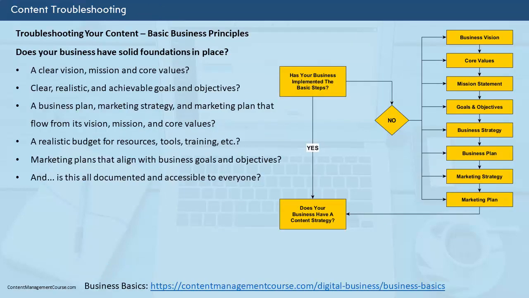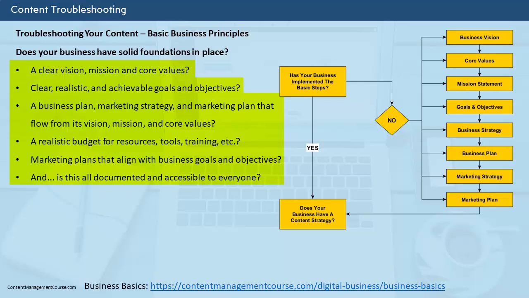This means looking at things like, has the business clearly defined its vision, mission, and core values? Has the business set clear, realistic, and achievable goals and objectives? Does it have a business plan, marketing strategy, and a marketing plan that flow logically from its vision, mission, and core values? Is there an allocated budget for resources, and is it realistic? Are the business and marketing plans aligned with the goals and objectives of the business? And more importantly, is all of this documented and accessible to everyone in the business?